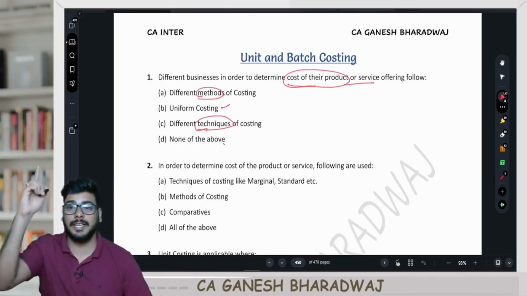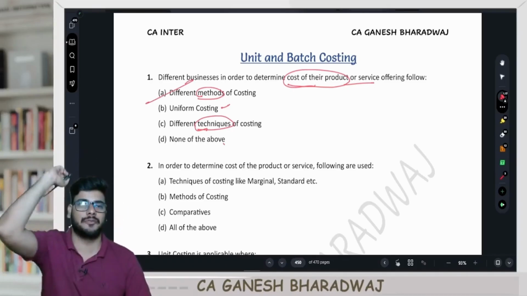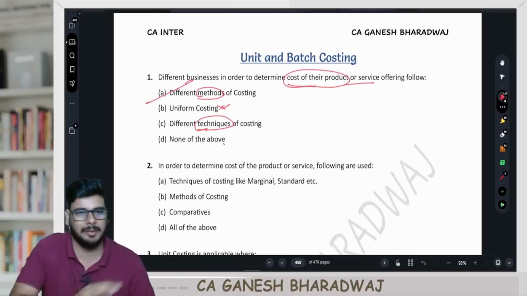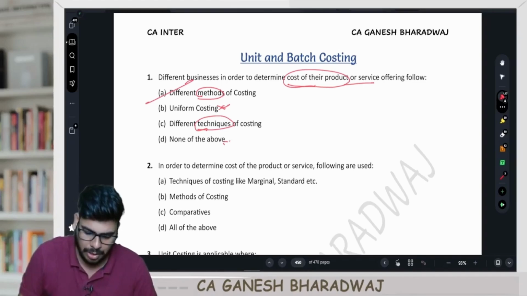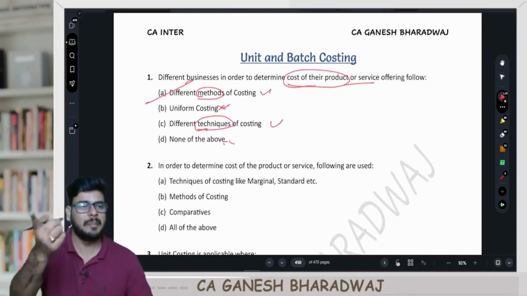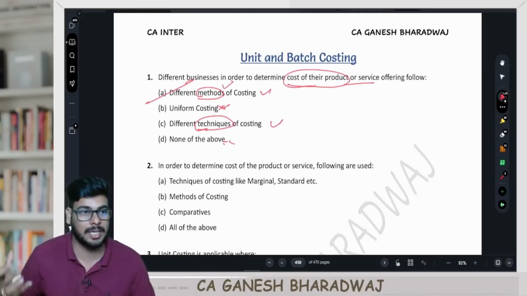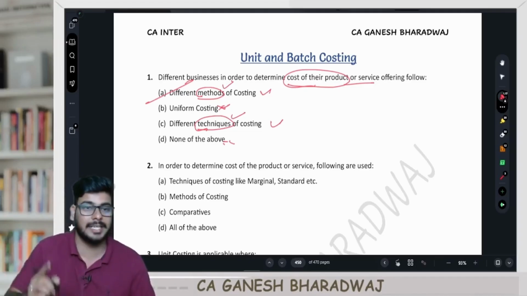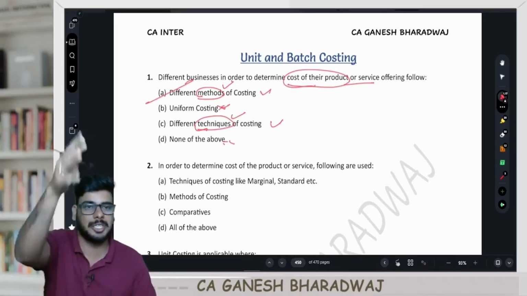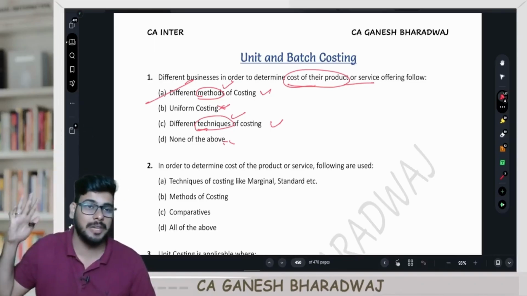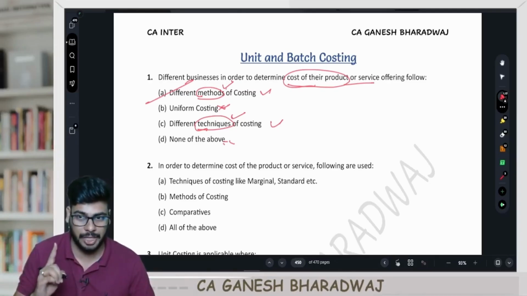I told you, sector-wise applying your costing principles is basically your methods of costing. Clear with this? Uniform costing means everyone follows the same. No, definitely not. Here, none of the above also is ruled out. Either of these two, methods or techniques, please be very clear. Methods talk about the manner of cost collection exercise, whereas techniques are about what? I told you, budgeting and all is a technique. Applying the costing principles across all the sectors to arrive at meaningful decision making. Clear with this, guys? Methods and techniques, are you able to differentiate between the two?